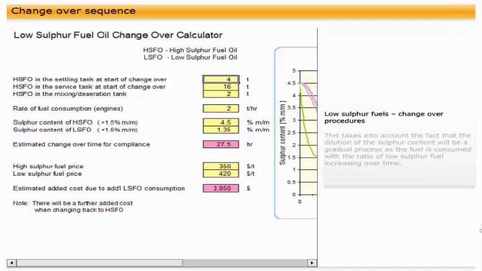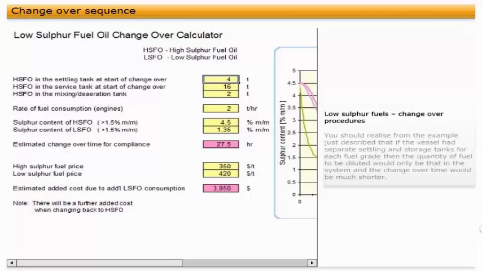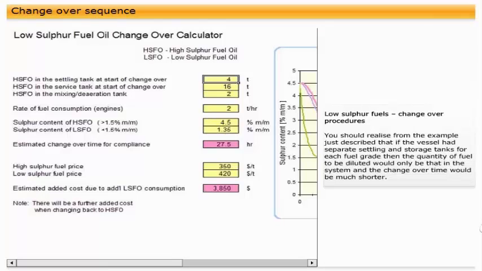This takes into account the fact that the dilution of the sulfur content will be a gradual process as the fuel is consumed, with the ratio of low sulfur fuel increasing over time. You should realize from the example just described that if the vessel had separate settling and storage tanks for each fuel grade, then the quantity of fuel to be diluted would only be that in the system, and the changeover time would be much shorter.